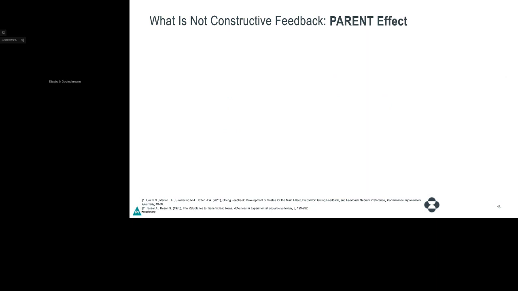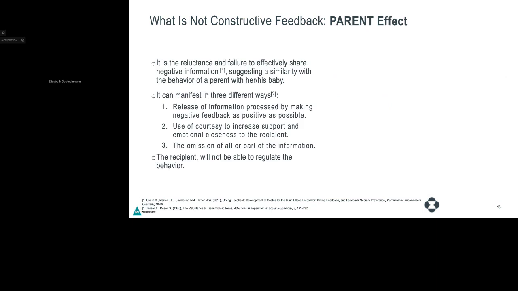And now, what is the parent effect? The parent effect is the reluctance and failure to effectively share negative information. The name parent effect suggests some similarity with the behavior of a parent with his or her baby. It can manifest in three different ways.